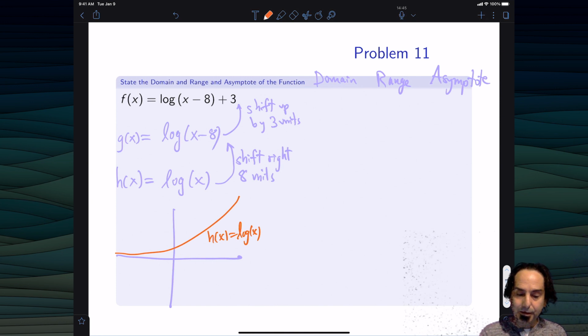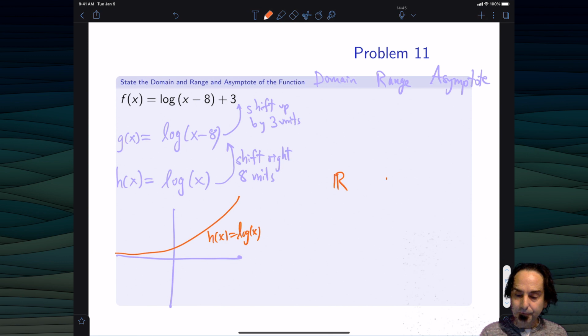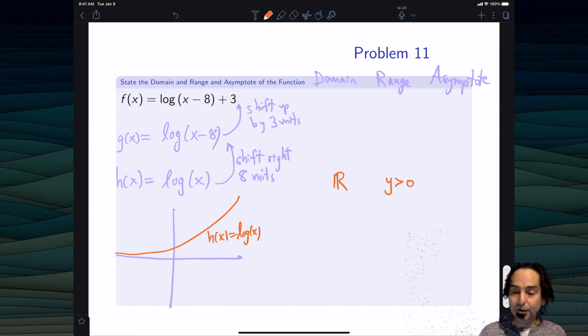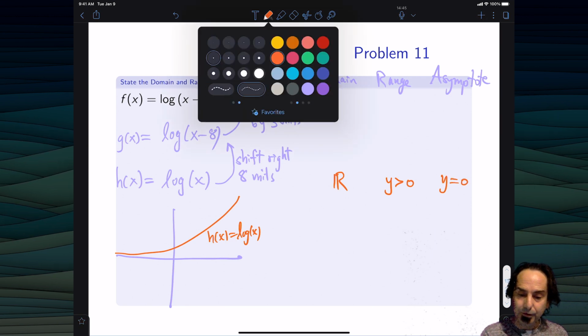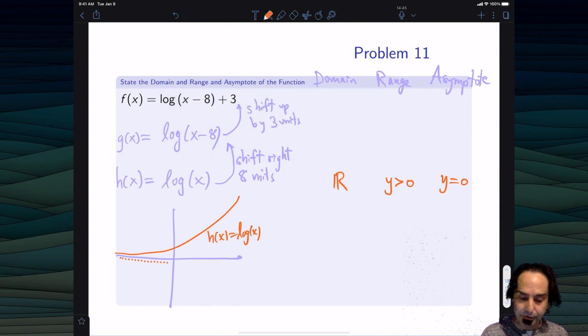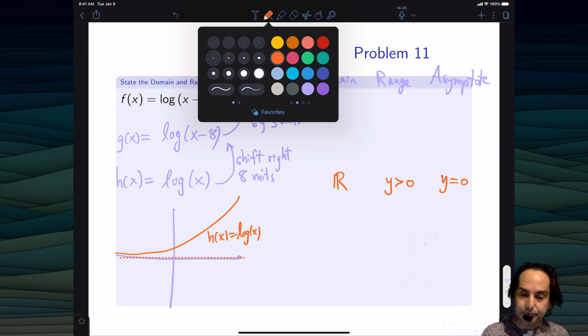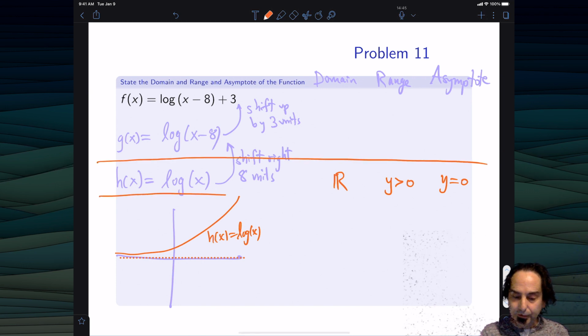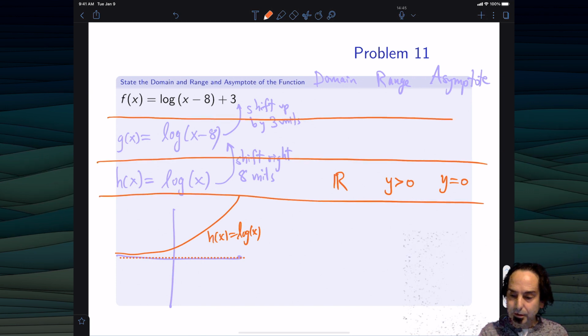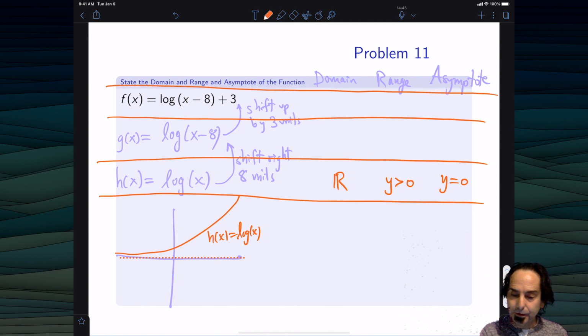And we know that the domain is all real numbers. The range is y is bigger than 0. And the asymptote is a horizontal asymptote, y equals 0. I'll show you where that is. That's right over here. Here's the asymptote, y equals 0. Okay, and so that's part of the table, and we can make grid lines here.